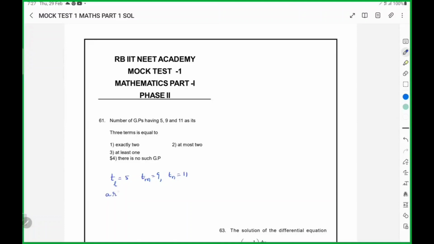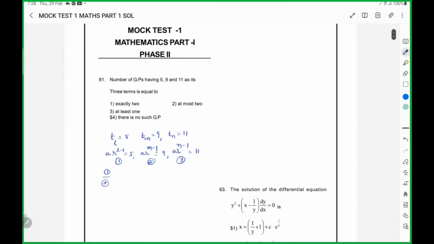In general terminology, AR power L minus 1 is 5, AR power M minus 1 is 9, and AR power N minus 1 is equal to 11. So divide one with the other, and you get R power L minus M is 5 by 9, and R power M minus N is 9 by 11.